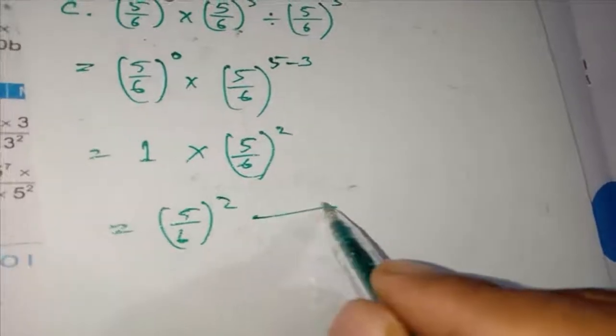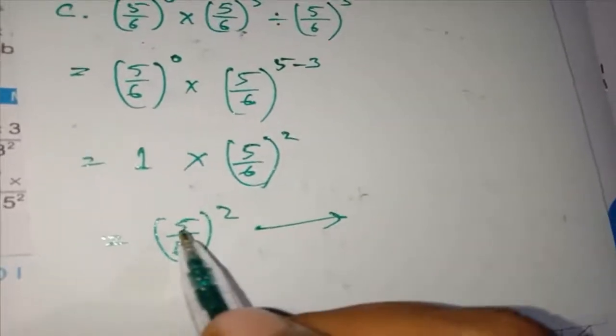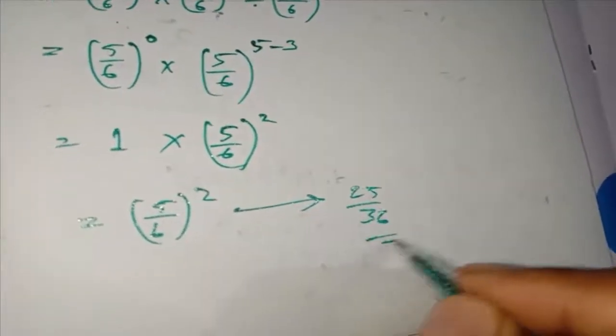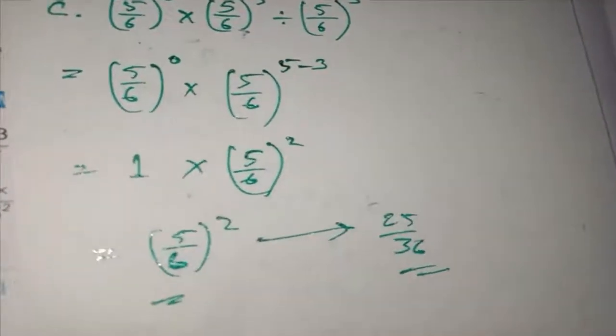You can also write this answer in an extended form, like 5 square is 25 and 6 square is 36. You can either write this as the answer or this as the answer. Both will be correct.